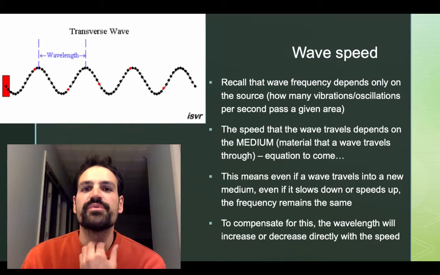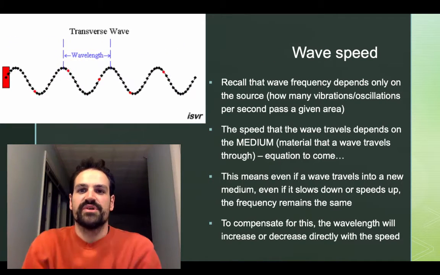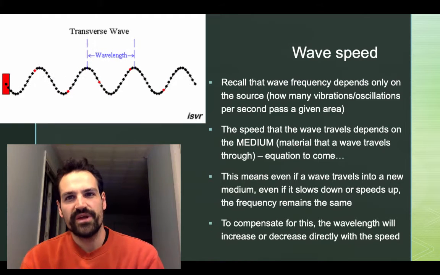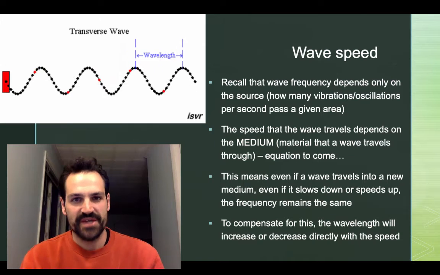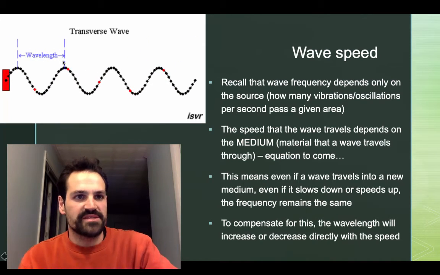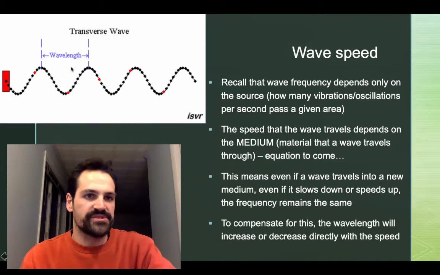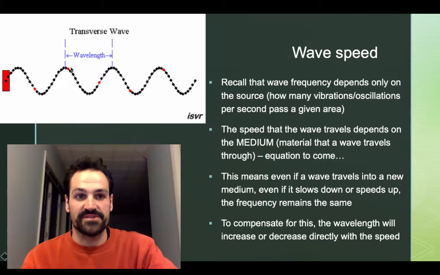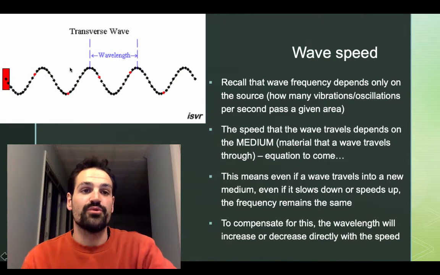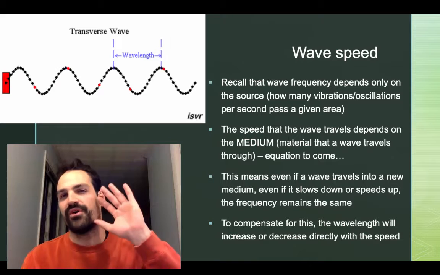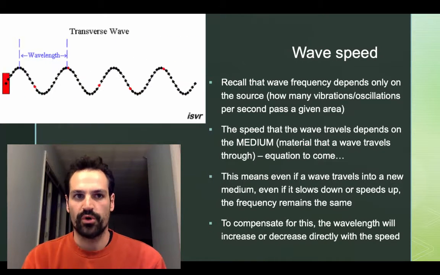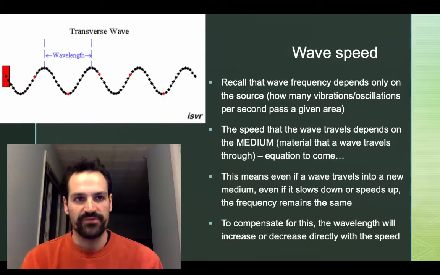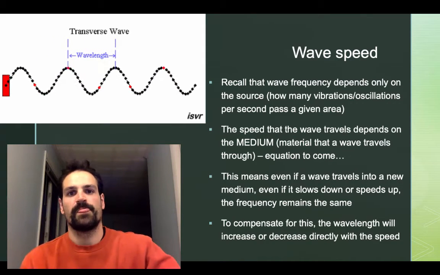So now let's get a little bit more into this and discuss wave speed. Remember that wave frequency depends only on the source, just like we were just discussing. So how many waves pass in a second? Well, this is not even one full wave per second, so it might be 0.2 waves per second, because remember our period was 5 seconds, so the frequency would be 1/5, or 0.2 hertz, 1/5 of a wave per second.